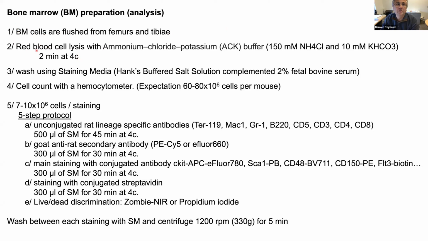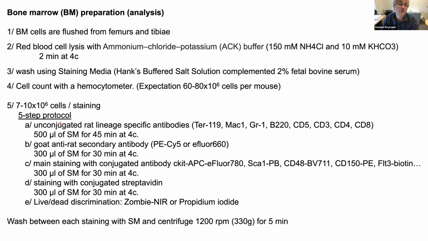We perform a red blood cell lysis using ammonium chloride potassium buffer. We wash the cells to remove any excess of this buffer, count the cells, and for these four bones, we expect between 60 to 80 million cells per mouse. We perform our staining on 7 to 10 million cells, and the staining protocol is a 5-step protocol.